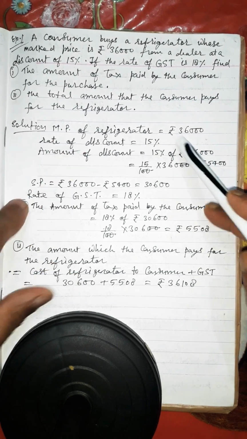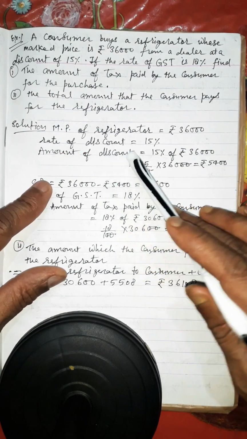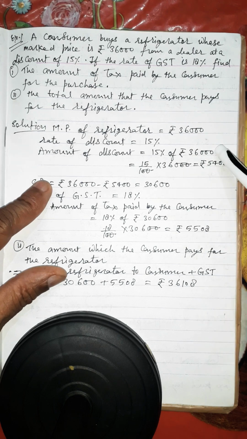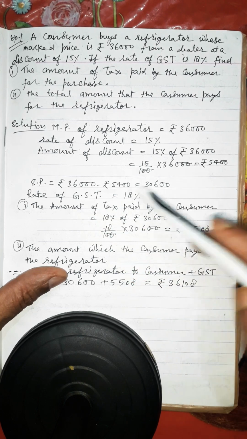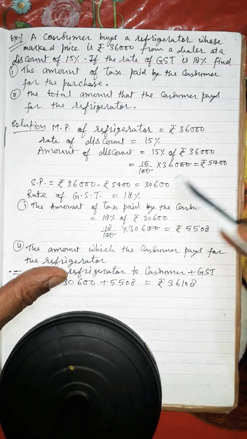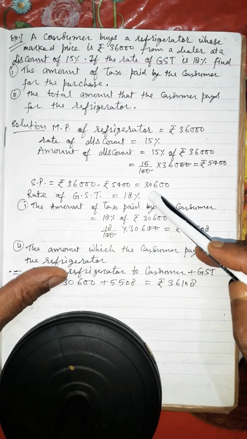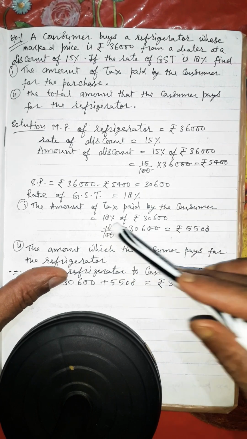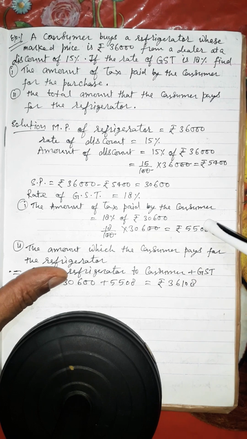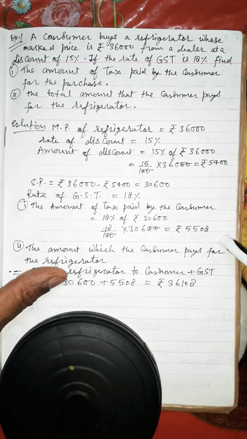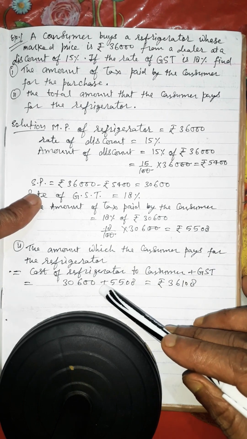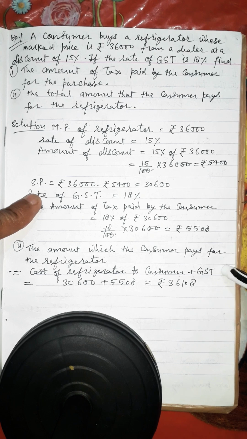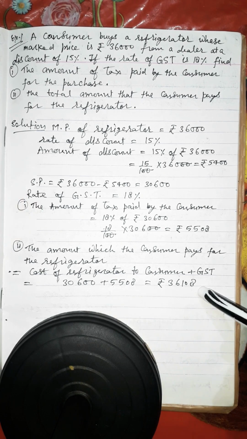MP of the fridge is 36,000. Rate of discount 15%: 15% of 36,000 is 5,400. SP is 36,000 minus 5,400, which is 30,600. Rate of GST 18%. The amount of tax paid by the consumer is 18% of 30,600, which is 5,508. The amount which the consumer pays for the fridge, cost of fridge to customer plus GST, is total 36,108.